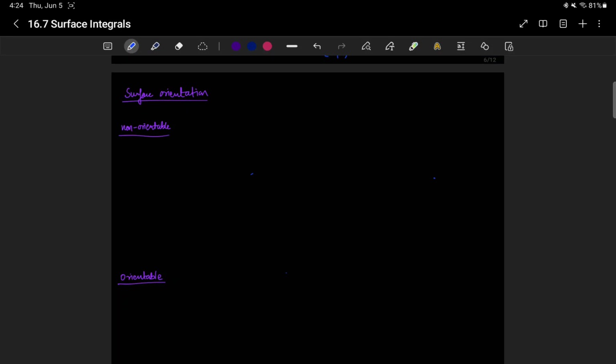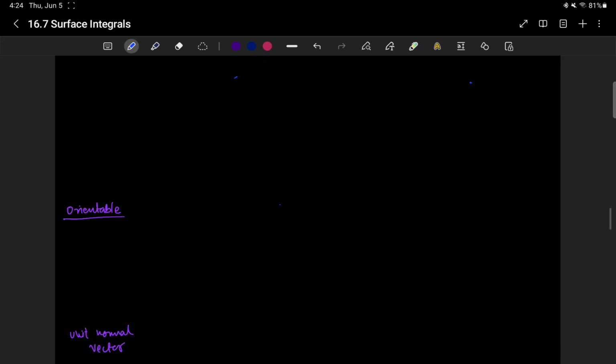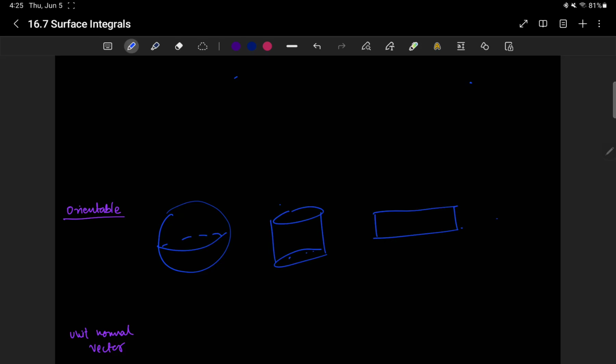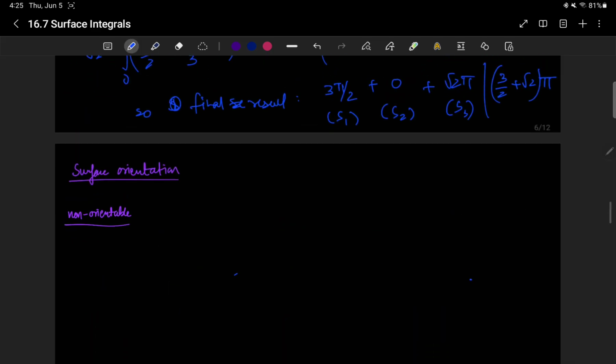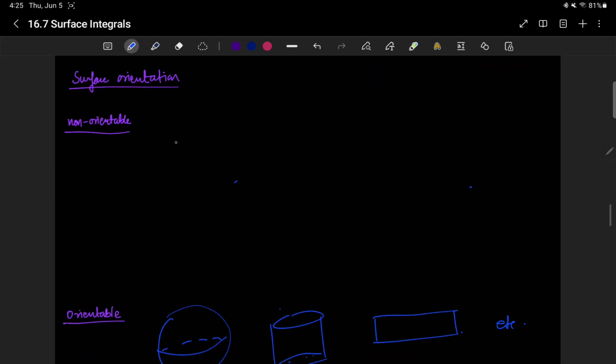Hi everyone, in this video we're going to look at the idea of surface orientation. Before we do that, we'll just give you a brief introduction to two kinds of surfaces, orientable and non-orientable surfaces. So your orientable surfaces are your regular surfaces like a sphere or a cylinder or a rectangle, etc. Whereas a non-orientable surface is one of the most common ones, called a Mobius strip.